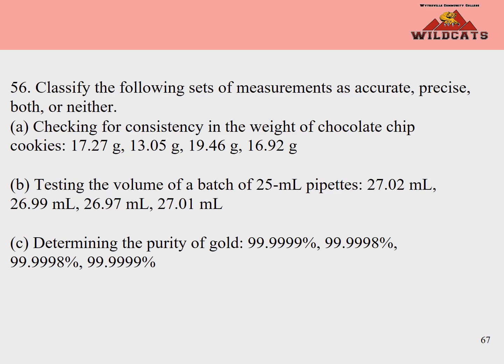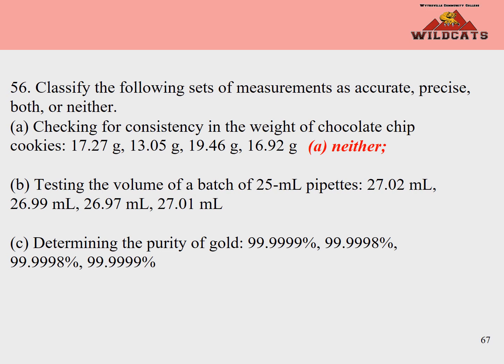Number 56, it says, classify the following sets of measurements as accurate, precise, both, or neither. Because typically in chemistry, we're not throwing darts. Even though we do pencil darts in my face-to-face class to figure out where the electrons are, we can simulate some data. But if we take a look at A, if you'll notice, they're not even close to each other. So what we're going to find is it's neither accurate nor precise.